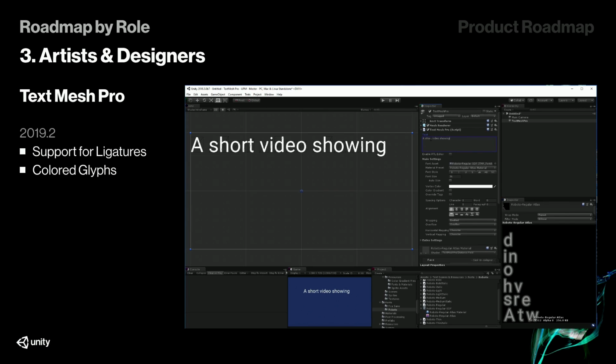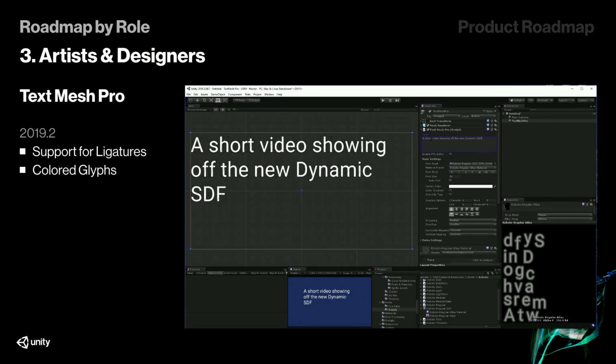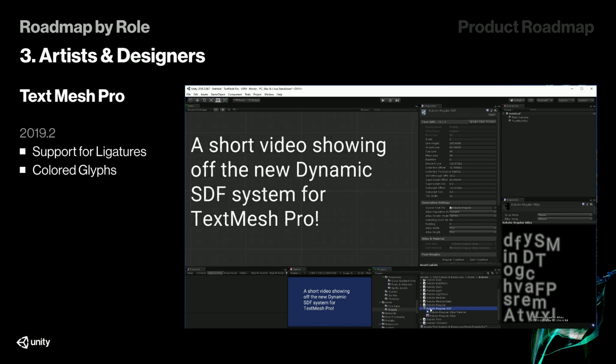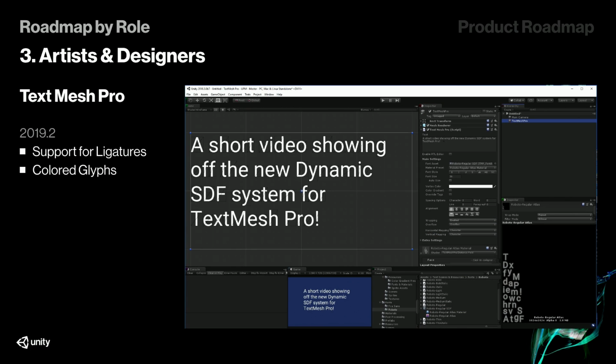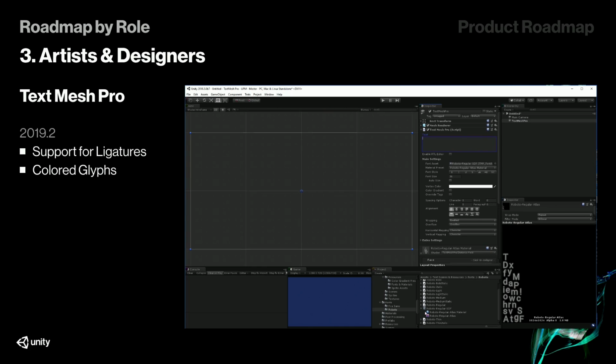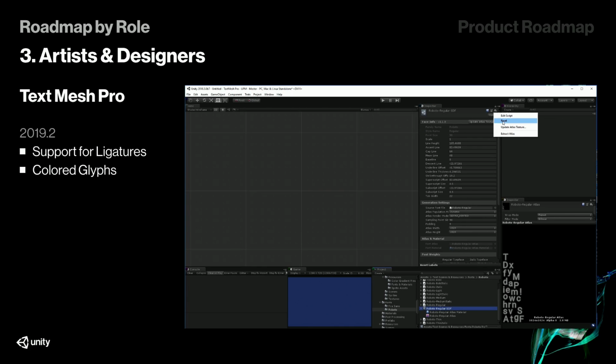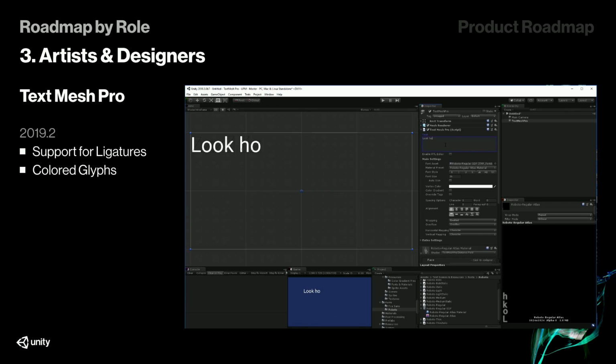TextMesh Pro in 2019.2, we have support for ligatures, so this is needed for languages like Arabic. And then we have colored glyphs, so this can now be rasterized from native font files and inserted into font assets. So this means you can create the emoji game of your dreams without creating any sprite assets. All this is shipped in 2019.2, but will be compatible with 2019.1 because it's a package.